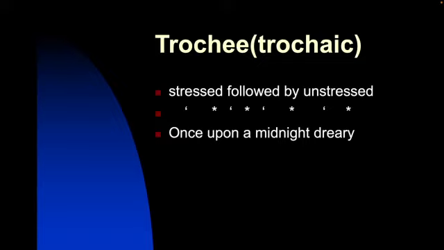The next type of scansion that we have would be the trochaic, also known as the trochee. And that would be stressed followed by unstressed. So it is the opposite of the iamb. Once upon a midnight dreary. So we have these stressed syllables starting it off instead of unstressed.